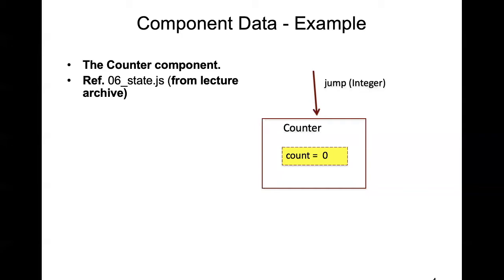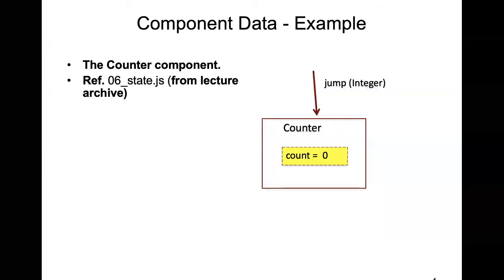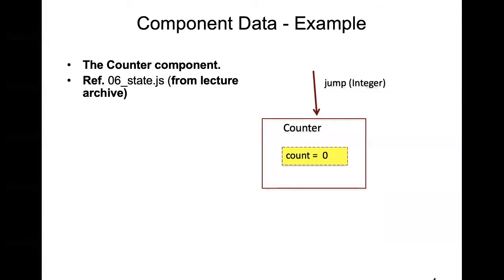Now, as you'll see, this little counter component is going to have a button. When the user clicks the button, my component is going to add the jump value to the current count value. In other words, it's changing the state of the counter. Now, I think I mentioned it on the previous slide, or I'll mention it subsequently. The whole idea of state variables within a component is that when the state variable changes, React re-renders the component, or re-executes the component.